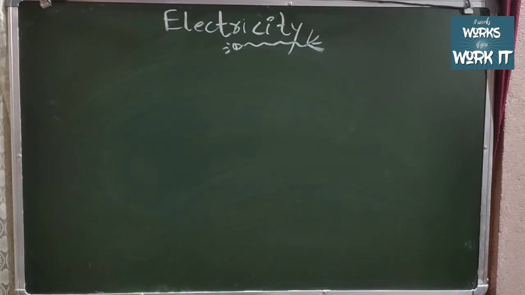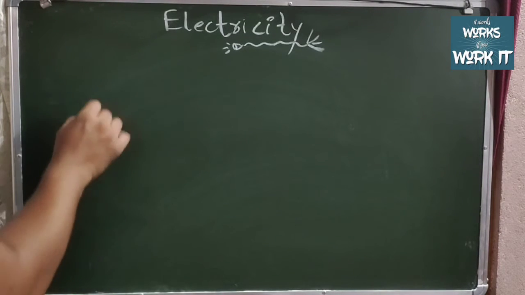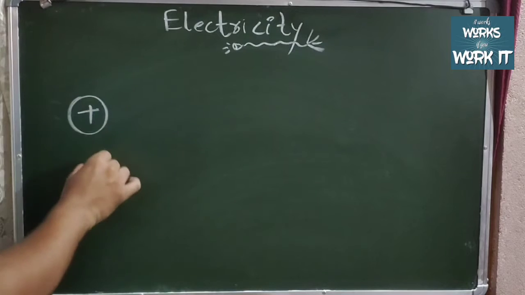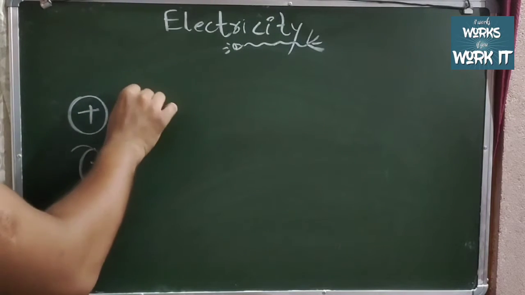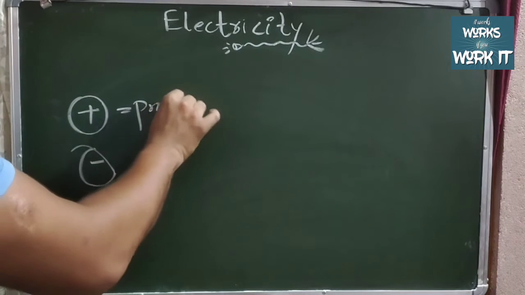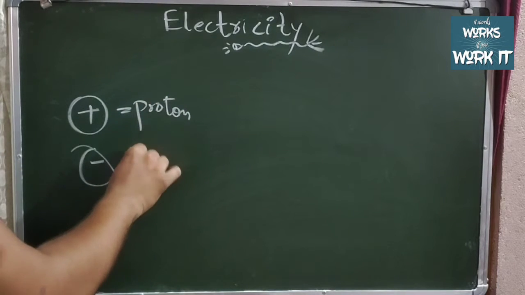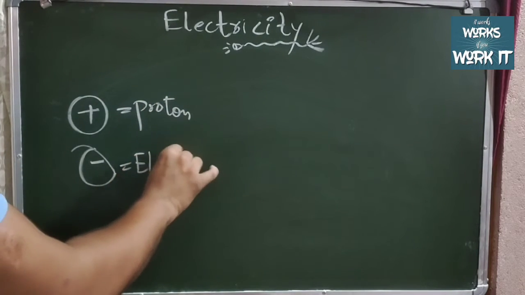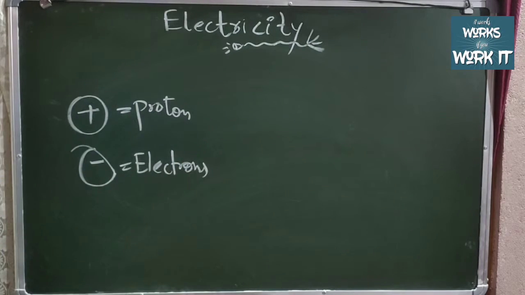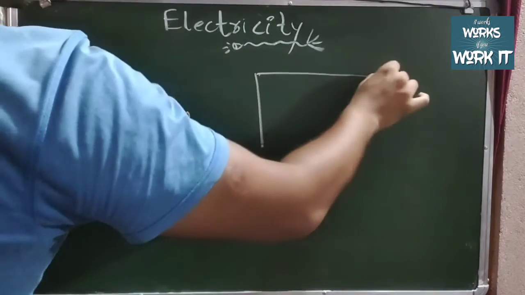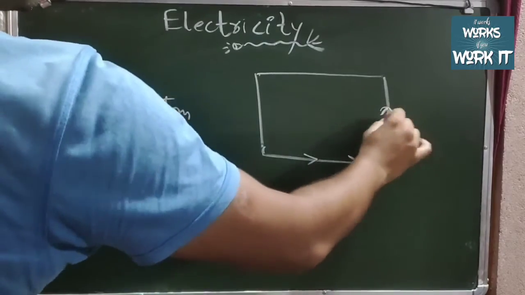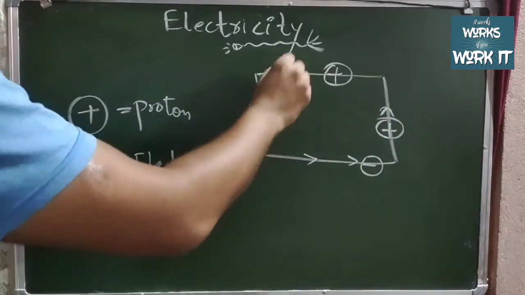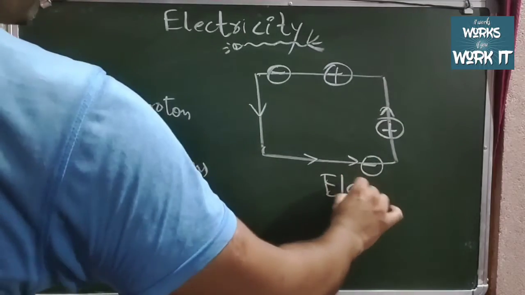So dear student, you know already that there are two types of charges. One is positive and another one is negative. The positive is contained by protons and the negative charges are contained by electrons. And when these charges flow in a circuit or any wire, that produces our electricity.